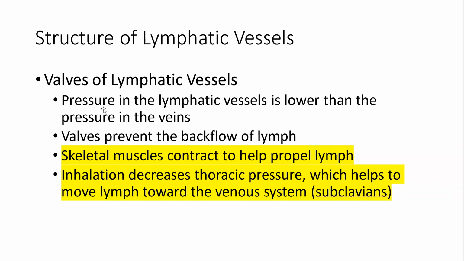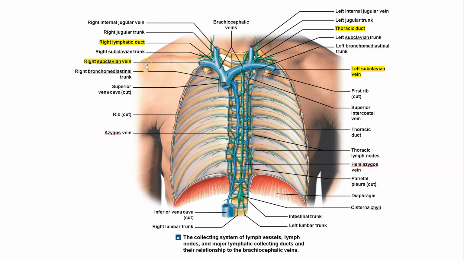And so inhalation, take a deep breath, right, calm, into the nose, out through the mouth. Even inhalation helps to move lymph towards that venous system, the subclavian. So here's another picture, probably a better picture for understanding where the ducts drain into. Here's the right subclavian vein. Again, this is the right side of the body, the left side of the body. And then here's the right lymphatic duct, which is draining into that vein. Here's the thoracic duct over here, and the left subclavian vein, again, the left side of the body.